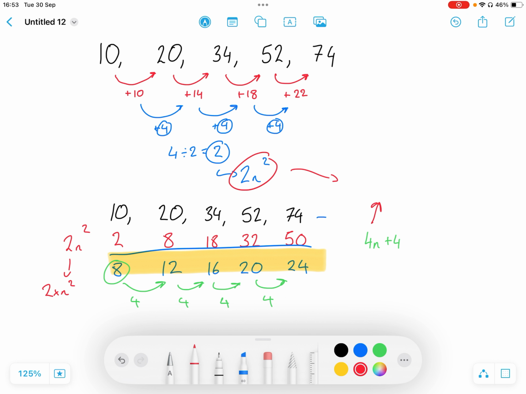So my answer is 2n squared plus 4n plus 4. Life is good, life is sweet. I get my 4 marks, and I move on.